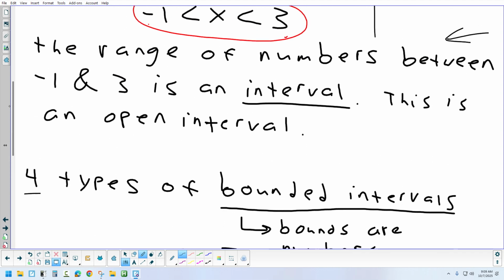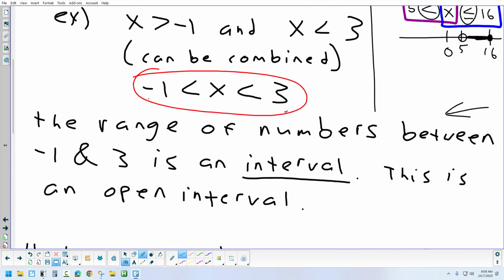So let's go back up to this one. If I was going to write this in what we call interval notation, the lowest number I can pick is -1. The highest number I can pick is 3. Can I include the -1?